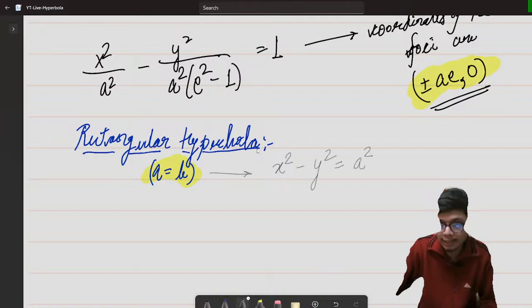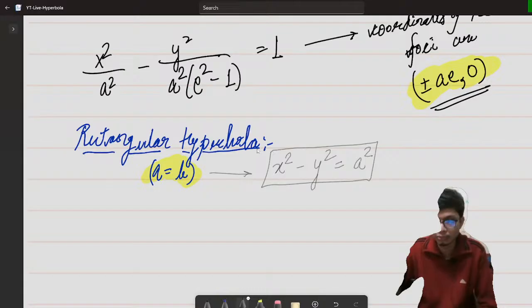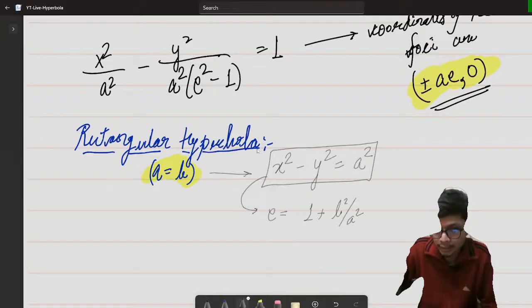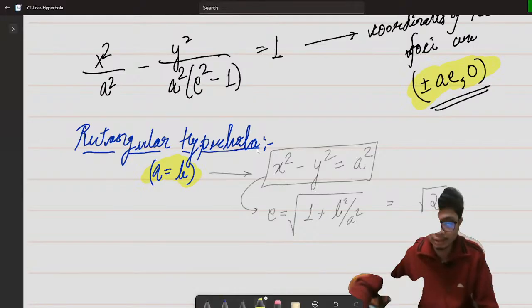I think many of you must have come across this kind of equation in your course or curriculum so far. If you try to find the eccentricity for this kind of hyperbola, you use the formula square root of 1 plus b square upon a square, where a and b are equal. So if a and b are equal, this ratio will be 1, and 1 plus 1 is going to be 2. Therefore the eccentricity of a rectangular hyperbola will always be equal to root 2. Is this part clear to all of you?